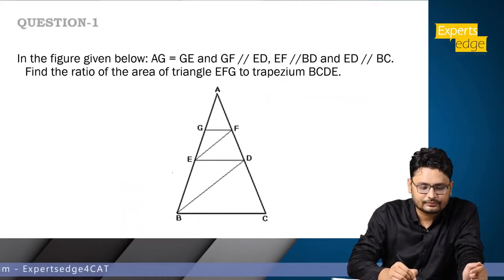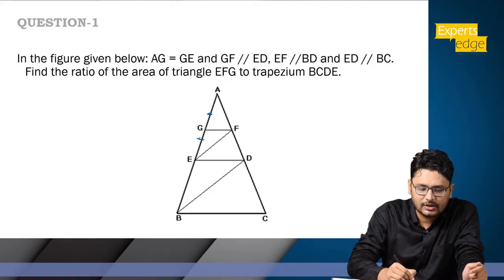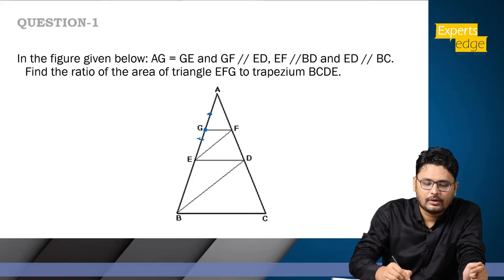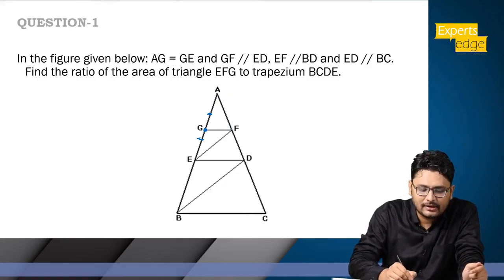What it says, AG is equal to GE. That means AG is equal to GE. What is the midpoint of it? G, right? So I can say my GF is a median in triangle AGE, right?